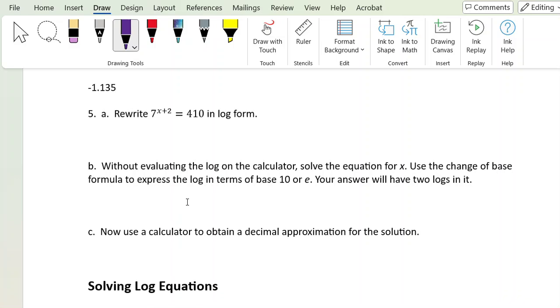Now we're going to go through another example. So this time we have 7 to the x plus 2 power equals 410. So I'm going to start by rewriting in log form. So this time our base is 7. So we're going to have log base 7 of 410 equals the power, which is x plus 2.